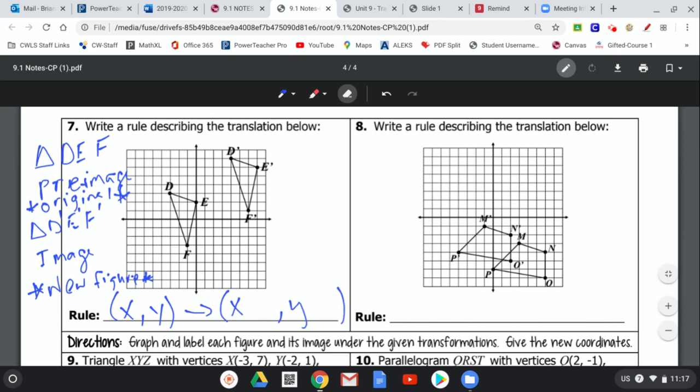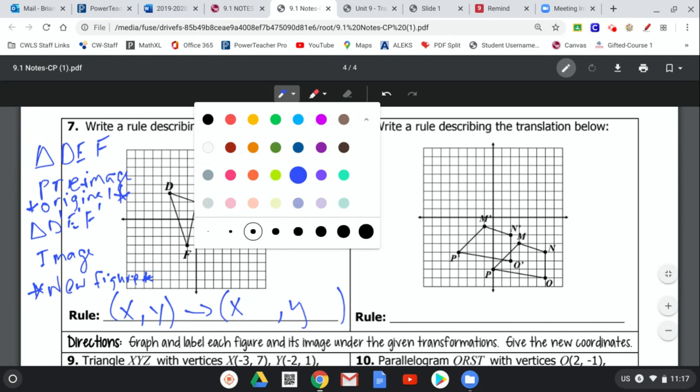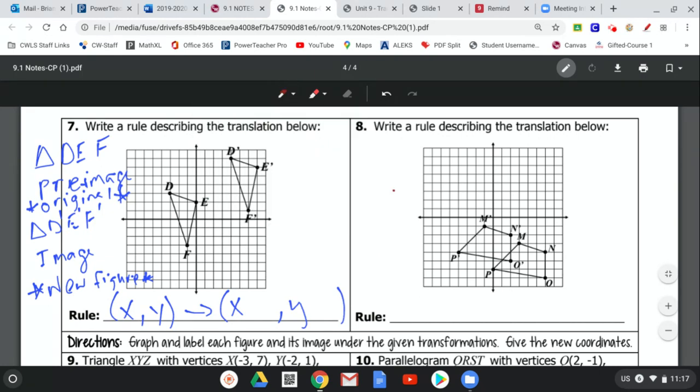All right, so we're finishing up this rule. So again, start with the pre-image, go to the image, start with the original, go to the new figure. So if we're going from D to D prime, this is where you have to figure out how far we're going to the left or right. So for this, if we are going from D to D prime, you just trace the horizontal and vertical routes.